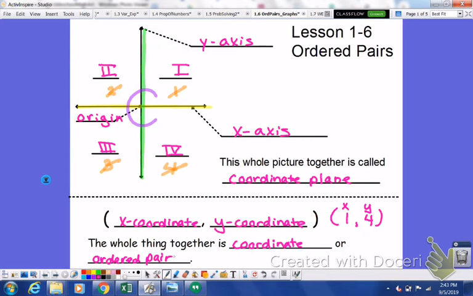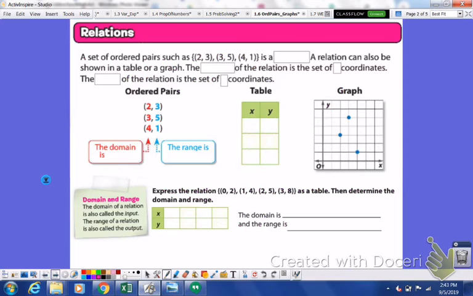Okay, now that we know what everything is, let's play with them a little bit. So, talking about relations. A set of ordered pairs such as (2, 3), (3, 5), (4, 1) is a relation. So your relation is a set of ordered pairs. A relation can also be shown in a table or a graph. The domain of the relation is the set of x coordinates, and the range of the relation is the y coordinates.